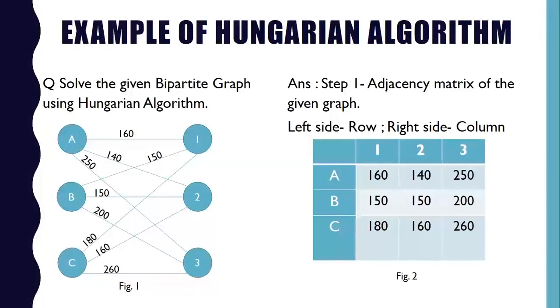For example, the edge from A to 1 is 160, and that is how it is mapped in the matrix in figure 2. Following the same procedure for B1, C1, A2, B2, C2, A3, B3, C3 with respect to the graph.